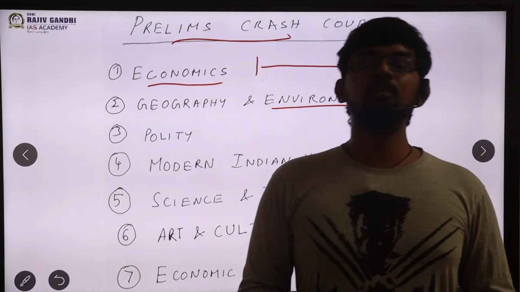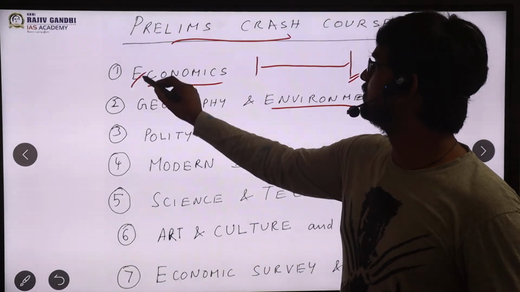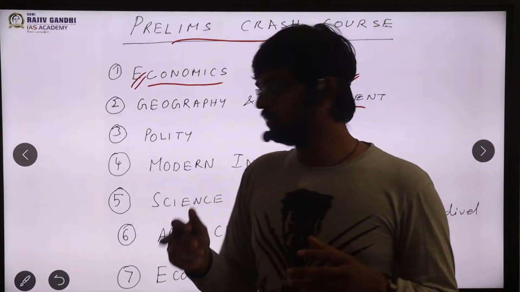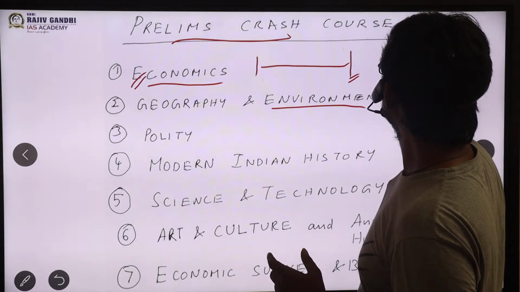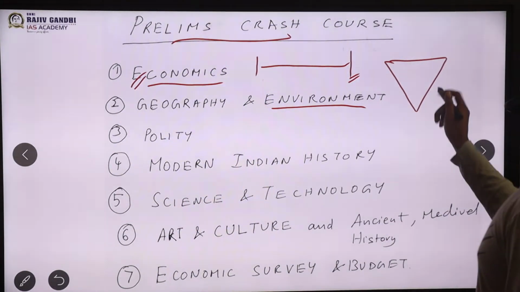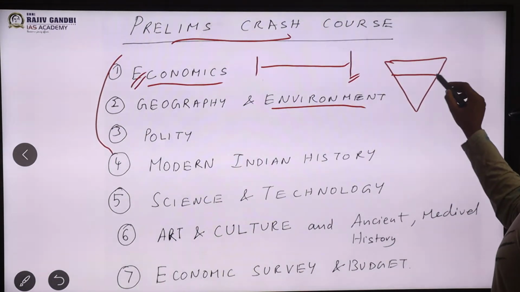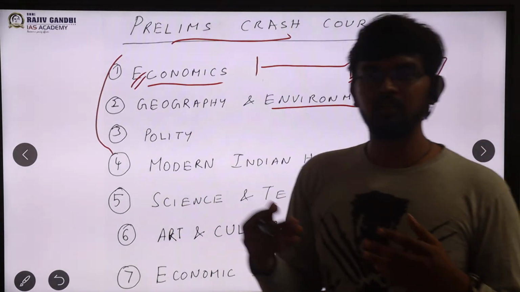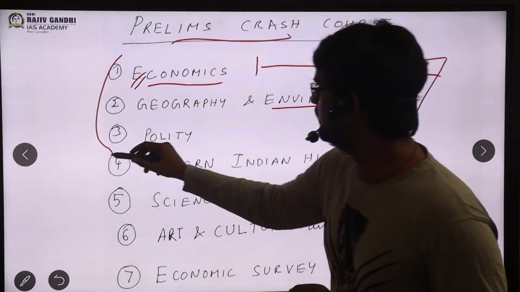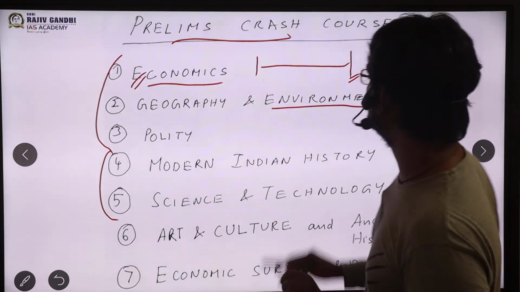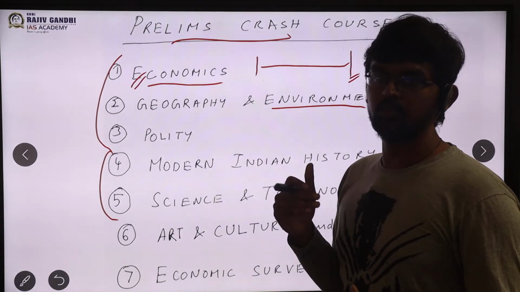So the next important thing: what is the flow of the course going to be, sir? Essentially we'll start with economics. I have created this order based on an inverted triangle. If you look at this, subjects 1, 2, 3 are high weightage subjects, which means the questions will be very high, like 10 questions or more. These next ones are medium weighted subjects, where the questions will be 5 to 6 or more.